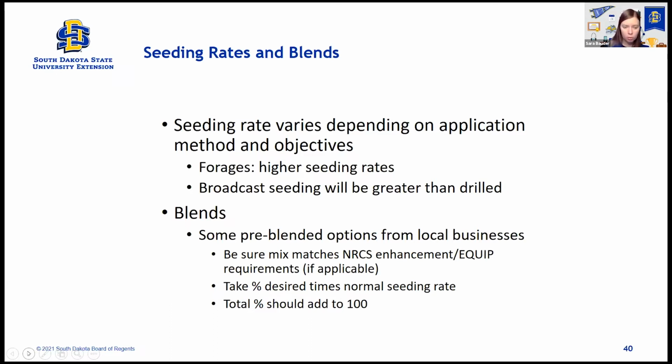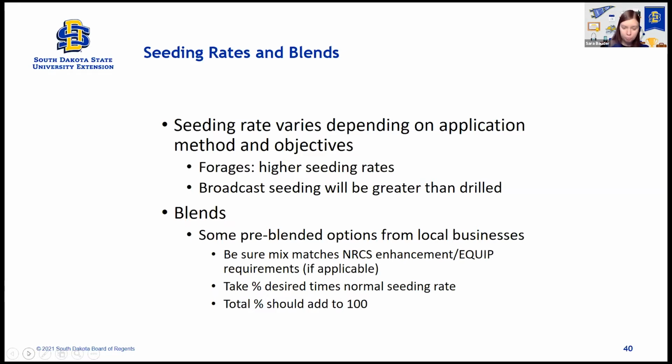So blends, so there are a lot of pre-blended options from seed dealers. And if you've ever worked with cover crops, I'm sure you've seen those as an option. Sometimes those can be economical and they take a lot of the stress off of trying to figure out what to plant. But be sure that if you're using any kind of program through NRCS, EQIP, SHIP, any of those, that it matches the enhancement or the qualifications of the program, because sometimes the commercial mixes don't match. So it's not as difficult as it seems.